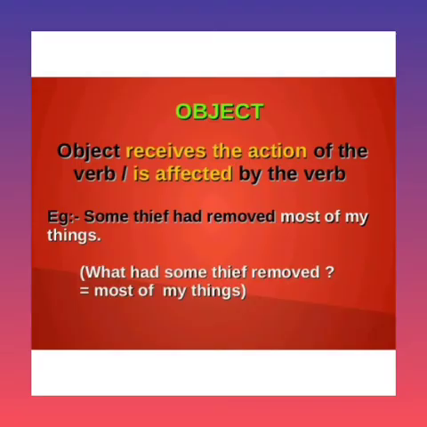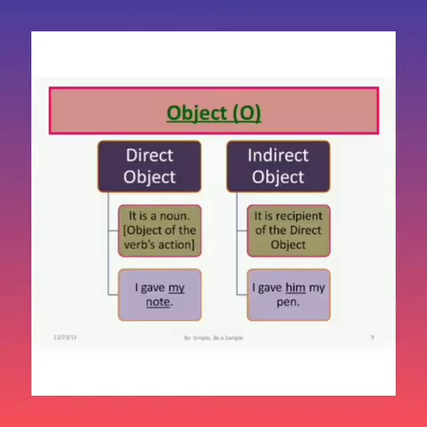Now coming to the object of the sentence. Object of the sentence is that which receives the action of the verb. Example: "Some thief had removed most of my things." What had some thief removed? They have removed most of my things. So it receives the action of the verb. Object is classified into two types: direct object and indirect object.